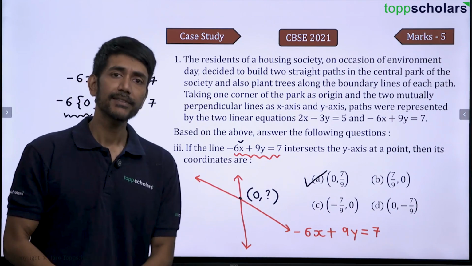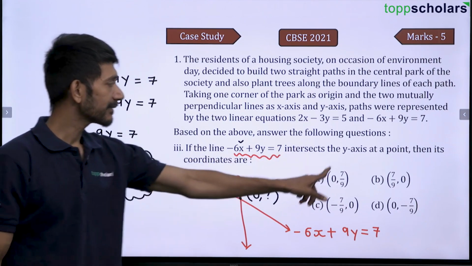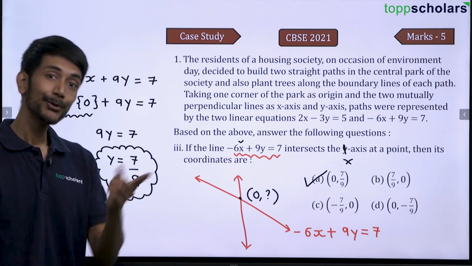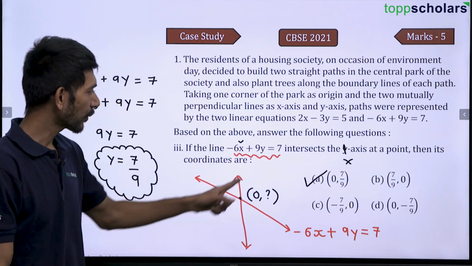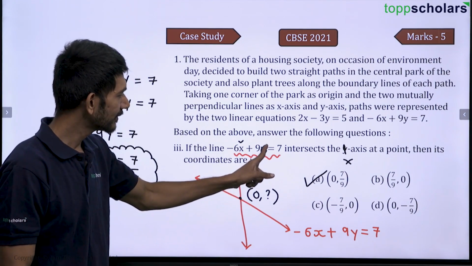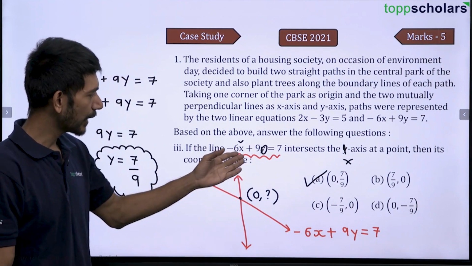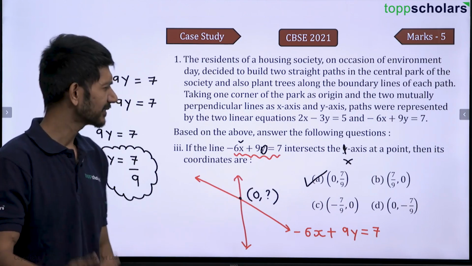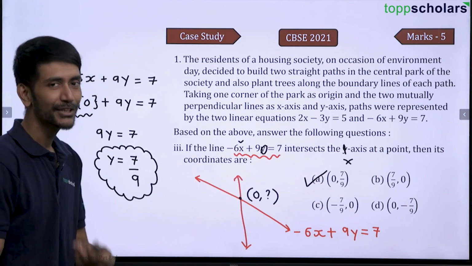Okay, if I ask you one thing, if they tell you that the line intersects the x-axis, what will you do? You put y as 0. In that case, you'll put y as 0. And the answer would have been 7 by minus 6, that is minus 7 by 6. Anyways, that was not asked. I'm just giving you a hint.